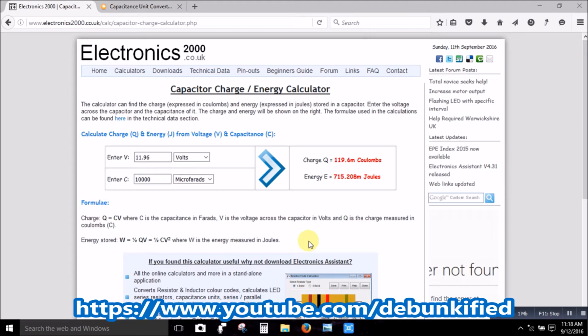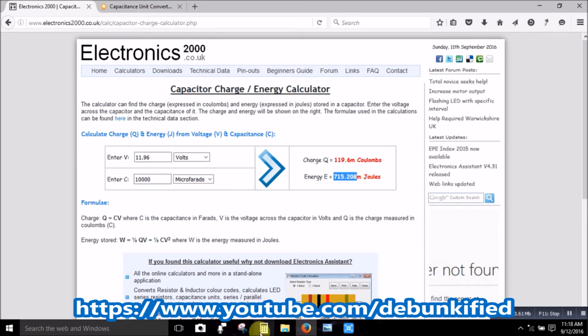So here is the link. This is the capacitor charge energy calculator. And the formula is found right here. I'm actually using this part of it. This one actually uses the coulombs, but we don't really need to look at that by itself. But anyways, here we start out with 11.96 volts in a 10,000 microfarad capacitor. That's our input capacitor that was running everything, and that contains 715.208 millijoules of energy.